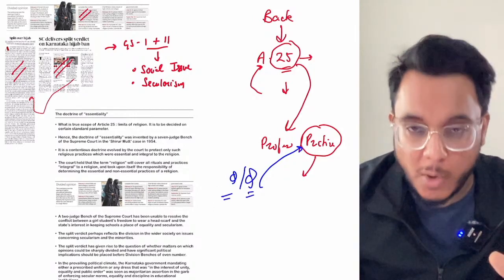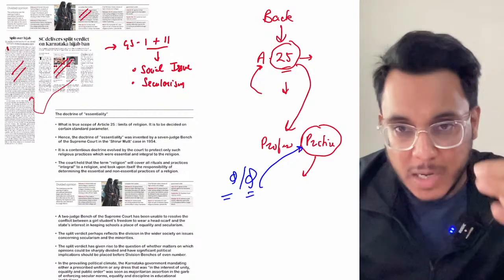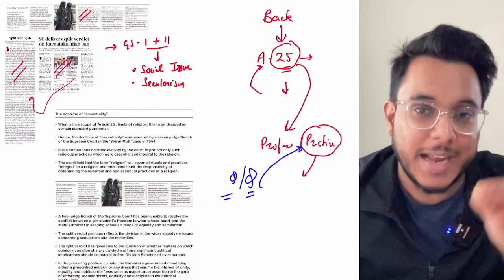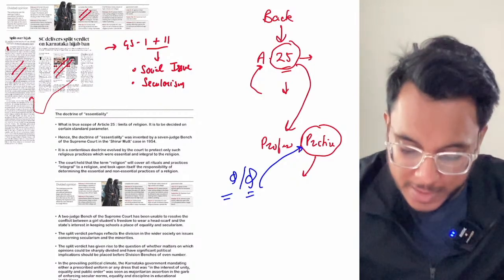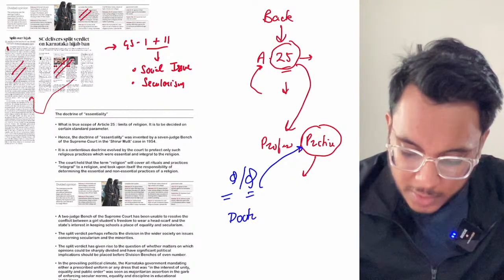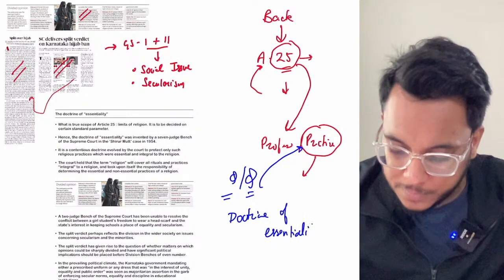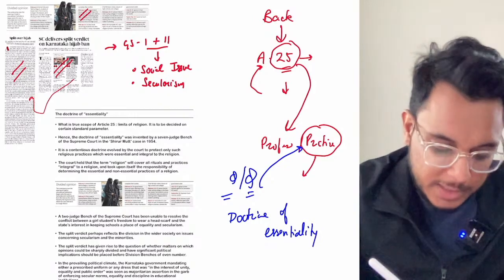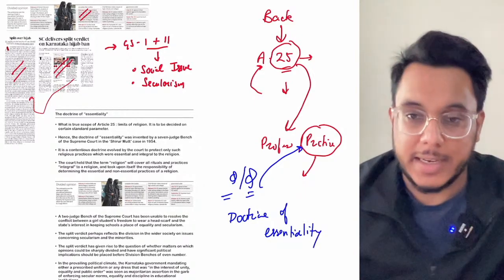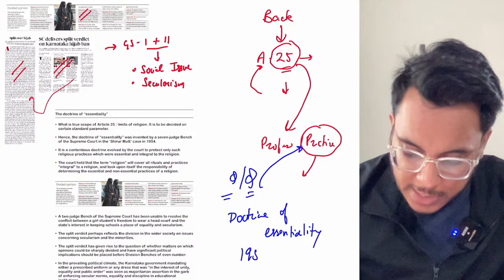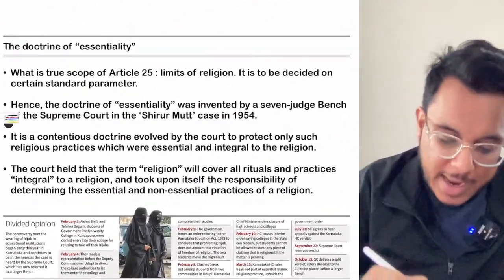Now guys, when we talk about religion, with respect to the limits of religion, there is one particular doctrine, the doctrine of essentiality, that has been perfected by the Supreme Court since 1954. This doctrine of essentiality was given for the first time in 1954 in the Shirur Mutt case. I have provided this in the notes also.